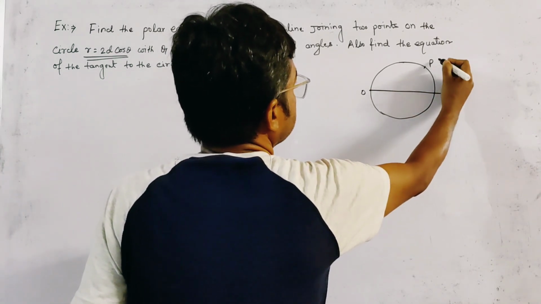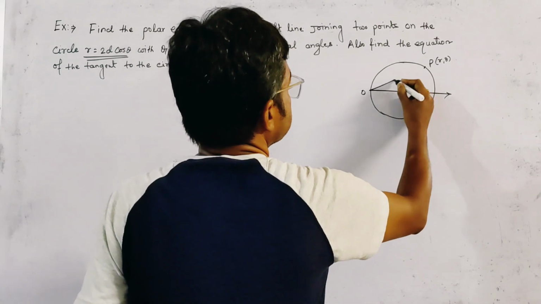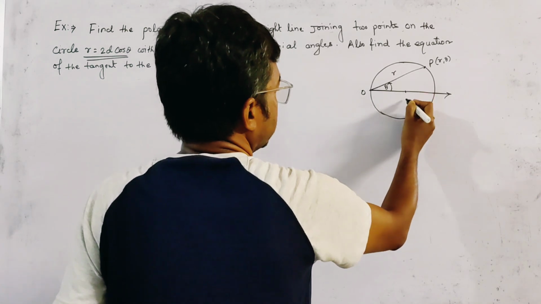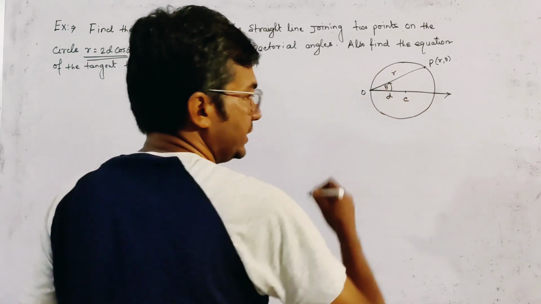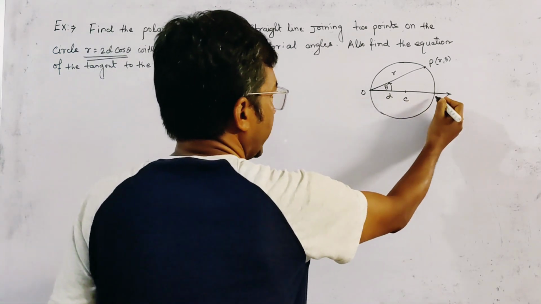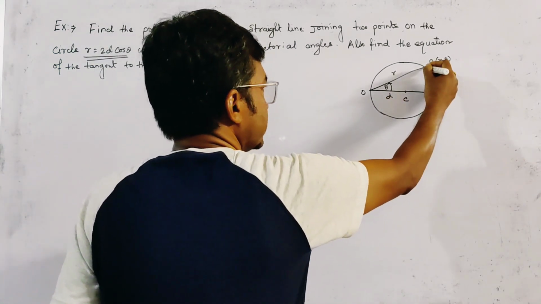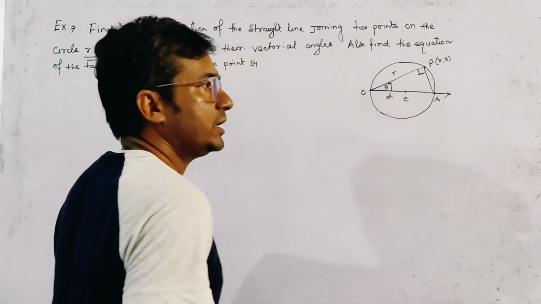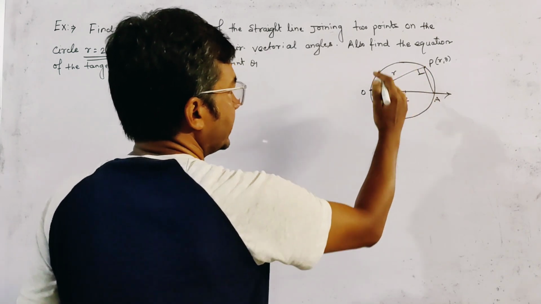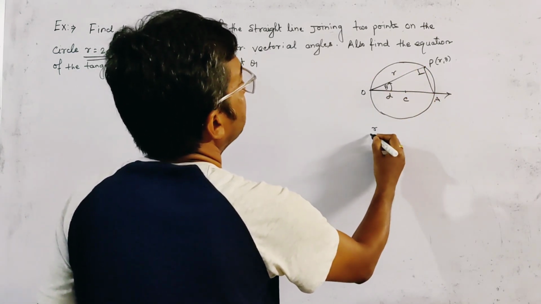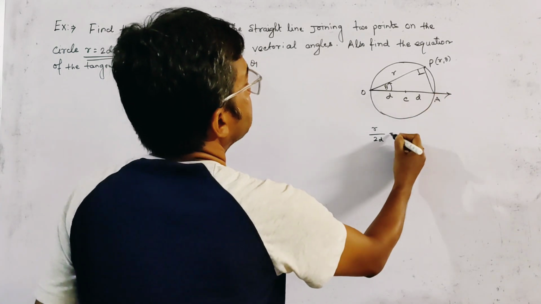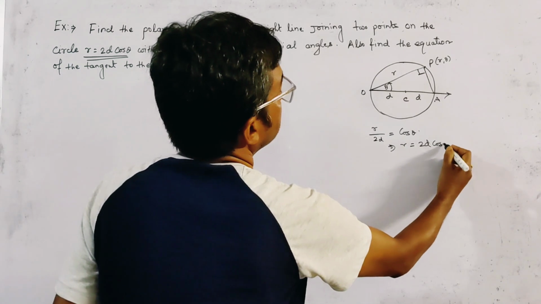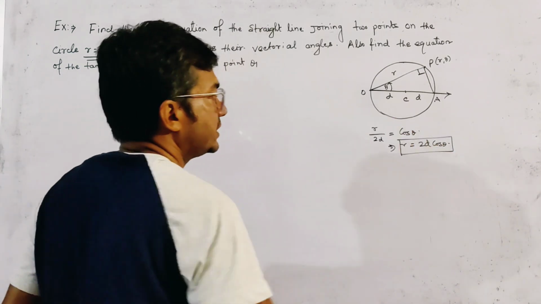Let any point P be (r, theta) on the circle, so this is r and this is theta, and this is the center of the circle and the radius is d. Sorry, this is the radius, so OA is the diameter, which is 2d. If we join PA, then clearly this is a right angle. So from the right angle triangle, we can write r by 2d, because the radius is d, equals cos theta.